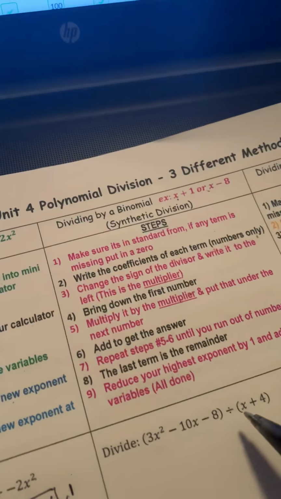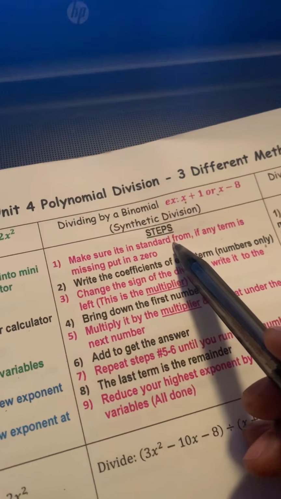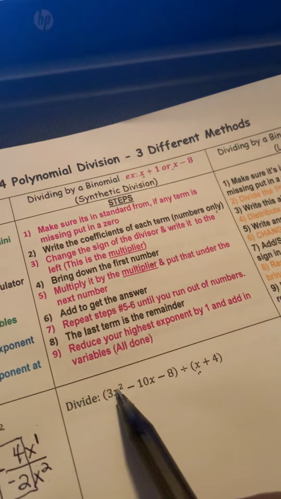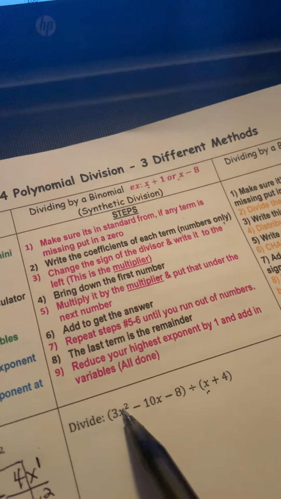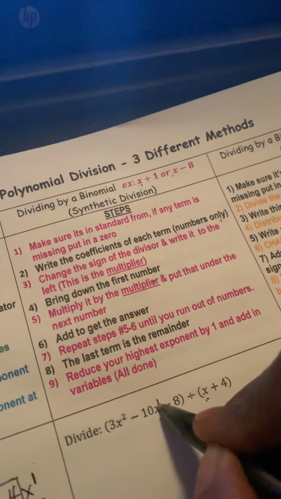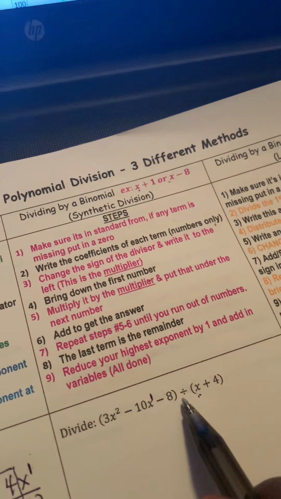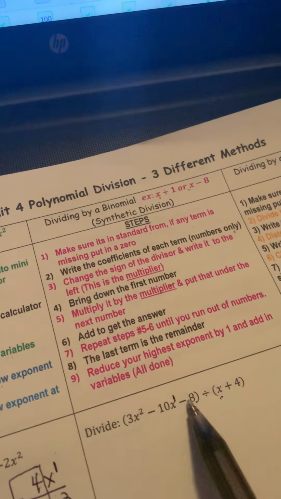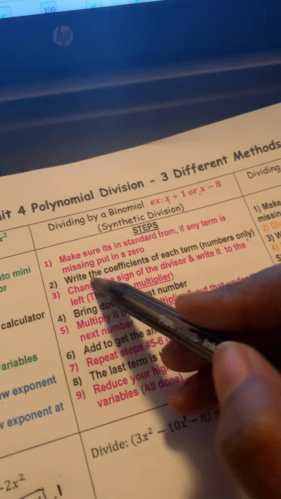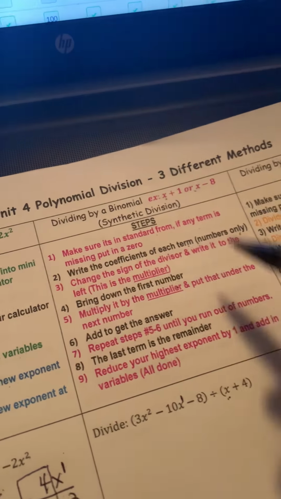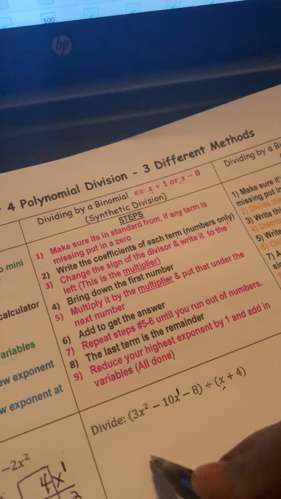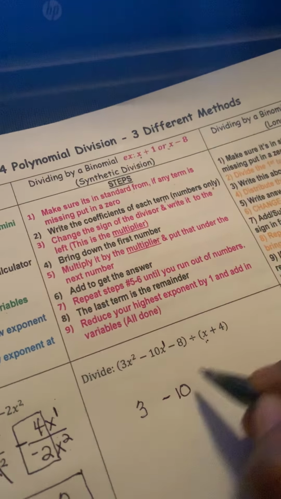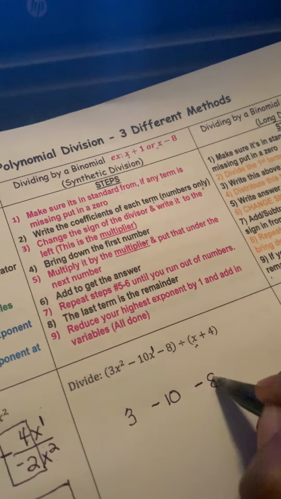All right. So the first thing we want to do is make sure that it's in standard form. If you're missing a term, then you're going to put in a 0. So I look at this one. My exponent goes 2, this one has an imaginary exponent of 1, and then 0. So I'm not missing an exponent, so I don't have to fill in a 0 here. We're going to write the coefficients of each of the terms. In this one, that would be 3, and then I would have negative 10, and then I would have negative 8.